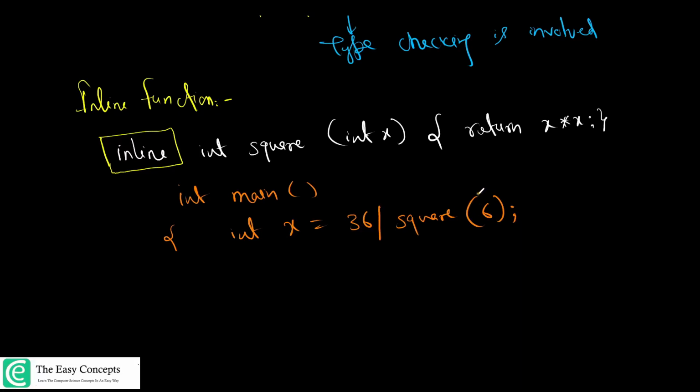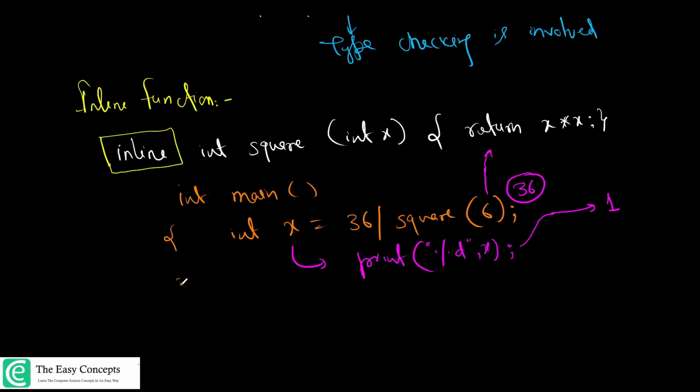Now it is going to evaluate this function first, right? And it will return 36. Now 36 divided by 36, and the answer will be 1. So if you print this statement, the answer will be 1. Okay, so this is how an inline function works.